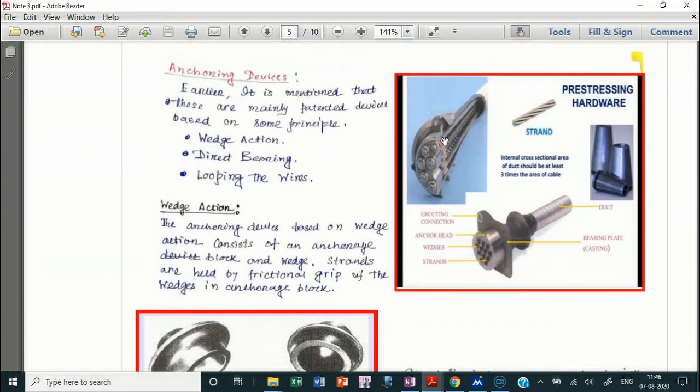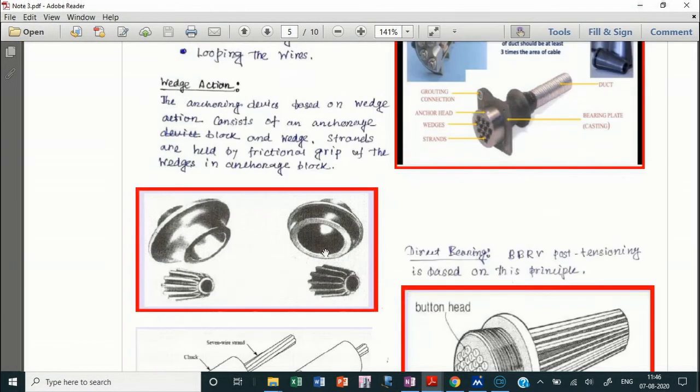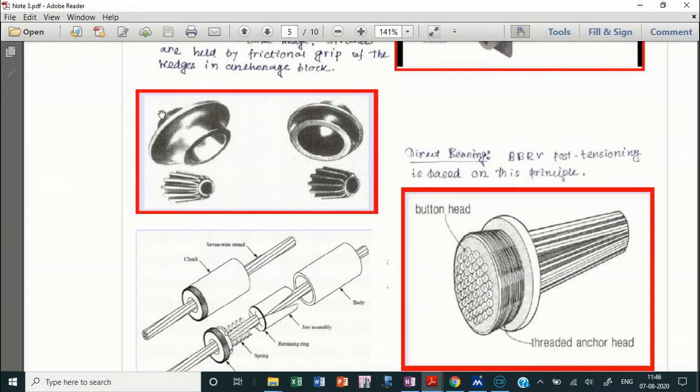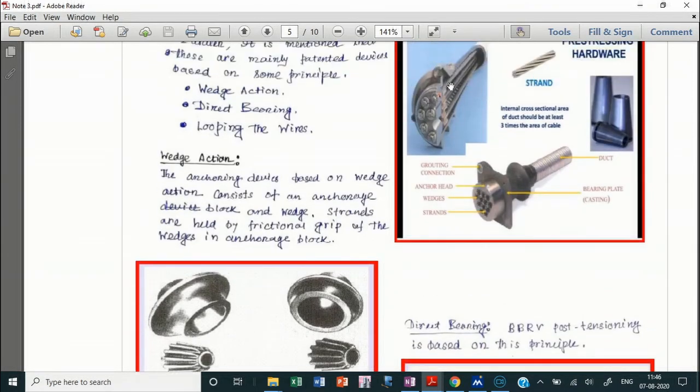This also depends on the wedge action type of system. Here you can see the wedges there, and it is an anchor head, and here is a grouting connection. From here you can grout the ducts. This is not the full arrangement, but here it is the full arrangement. Here you put these instruments you see. This type of arrangement will actually look like this kind of thing.